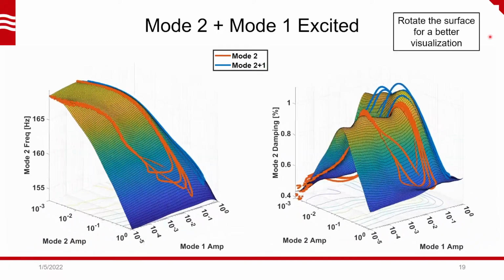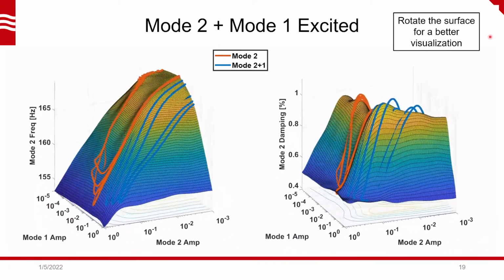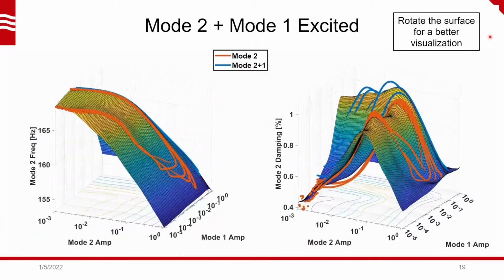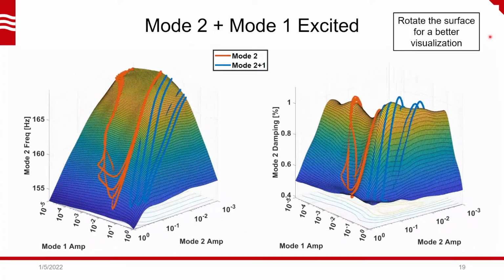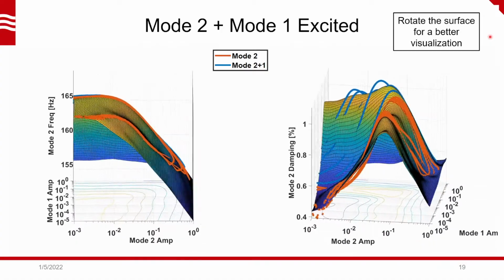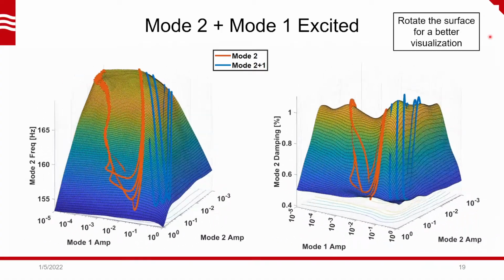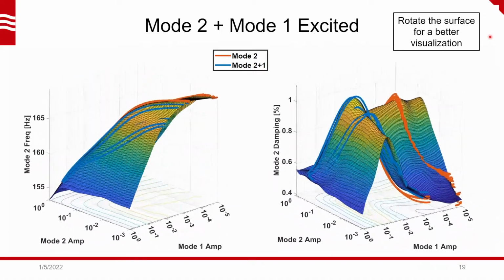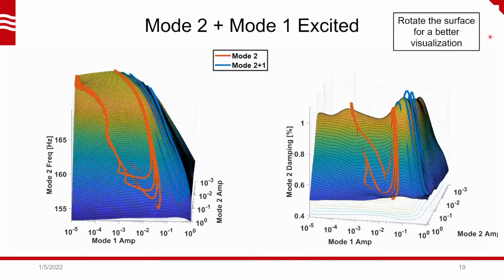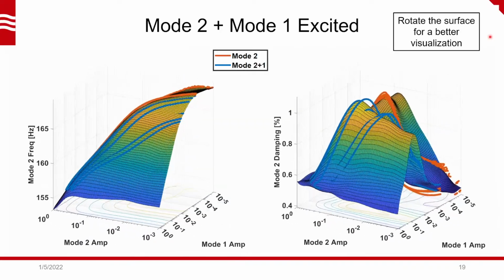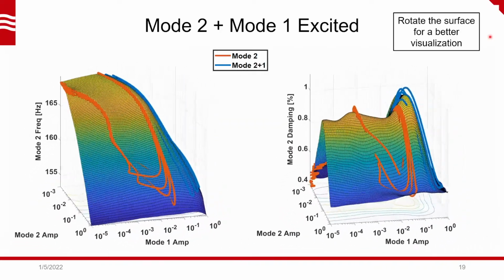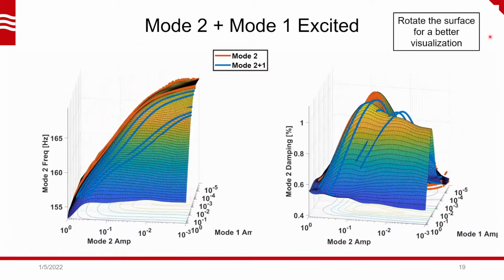So in the case where mode 1 is more excited, the mode 2 frequency is still softening. And then the same thing with the damping, where it has this increase and then sharp decrease. And it does that no matter if mode 2 is highly excited or if mode 1 is highly excited. So that's basically the coupling between the modes, is that the mode 2 stiffness and damping is highly affected by the mode 1 amplitude as well as its own.